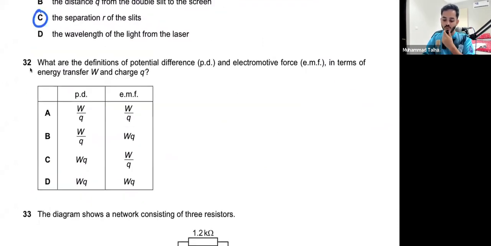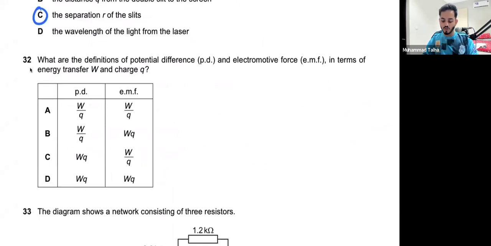What are the definitions of potential difference and EMF in terms of energy transfer and charge Q? So energy transfer and charge Q, just the definitions in terms of the formula are exactly the same for both of these. It's energy transfer per unit charge for both of them.